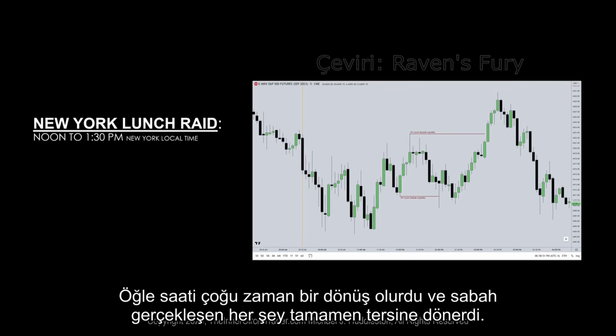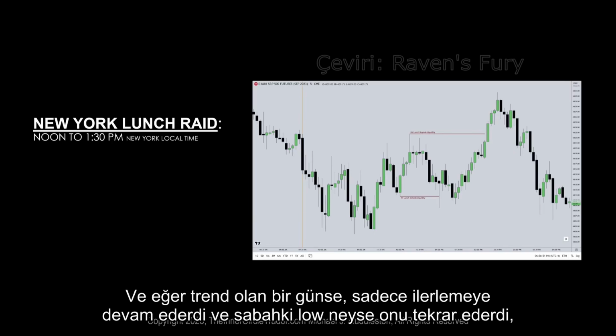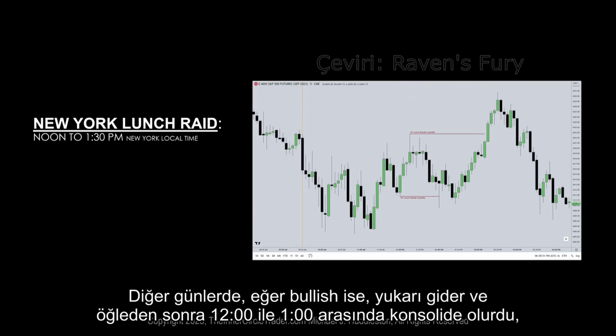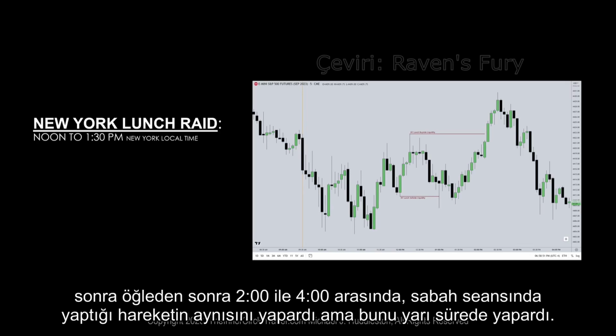The lunch hour many times was a reversal, and whatever took place in the morning was completely reversed. Then if it was a trending day, it would just keep on going, and it would repeat whatever the morning low was up to the lunch high, and then run into 3 o'clock, 4 o'clock, and that would be their full daily range. Other days, if it was bullish, it would go up and then consolidate during the 12 o'clock and 1 o'clock hour, and then do the same move in the afternoon between 2 o'clock and 4 o'clock that it did in the morning session, but in half the time.